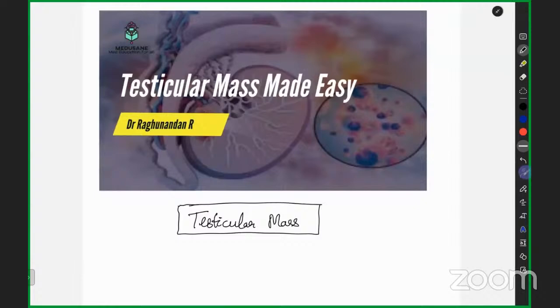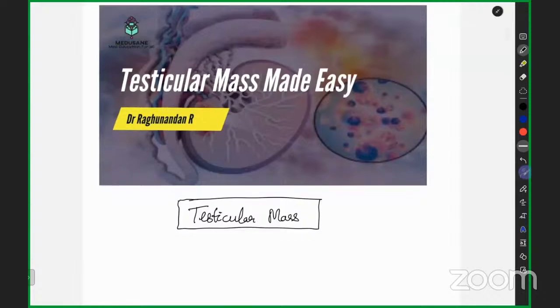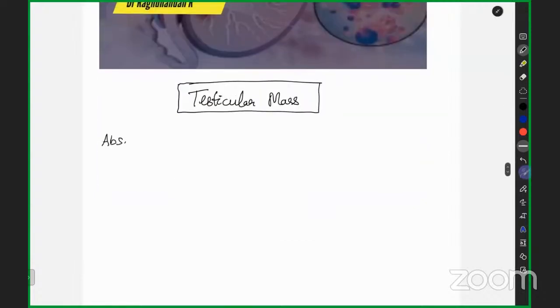So, what is a testicular mass? Any mass that is because of a testis, we are going to call it a testicular mass, and it can be due to three causes. Either it can present as absent testis, or it is going to present as painless scrotal swelling, or it is going to be an acute scrotum.